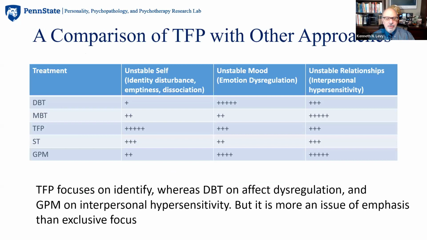And I actually made a table that sort of shows a comparison of these various approaches in terms of their emphasis on unstable self, unstable mood, or unstable interpersonal relationships. And you can see here that DBT focuses mostly on the mood aspects, and MBT on the interpersonal relationships, and TFP on the unstable self, and good psychiatric management on interpersonal relationships. But it's really much more of an issue of emphasis than it is exclusivity in one of these areas. All the treatments actually have a focus across these domains.